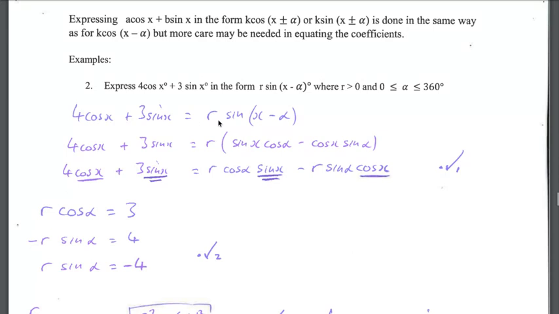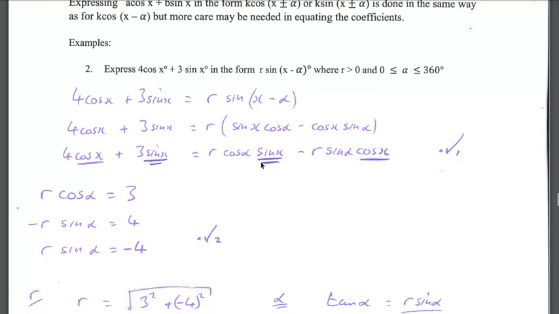So same as last time, we expand this, so use our formula sheet, multiply through by r. It was k last time, but it's r this time, but it's exactly the same method, guys. Again, rather than writing r sine x cos alpha, I've decided to put the cos alpha before the sine x. So when I'm comparing sine x terms, on the right-hand side of the equal sign, I have r cos alpha times sine x. On the left-hand side, I have 3 times sine x. So r cos alpha will equal 3.